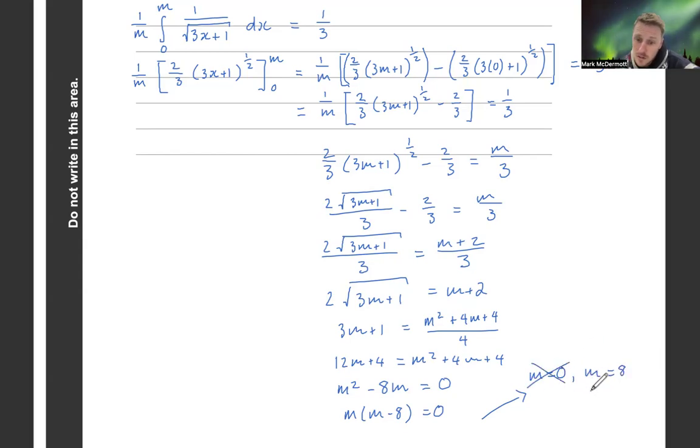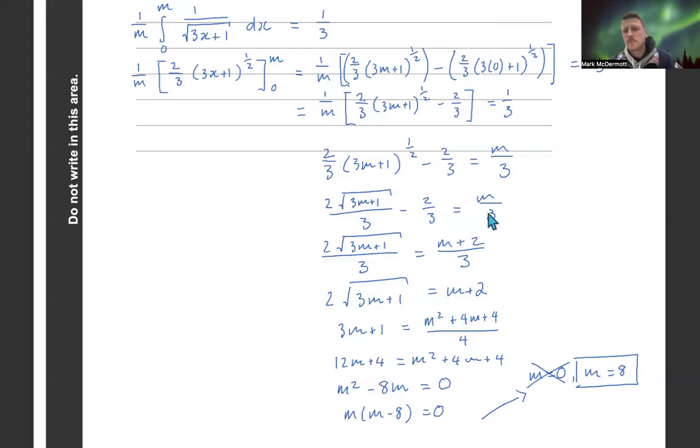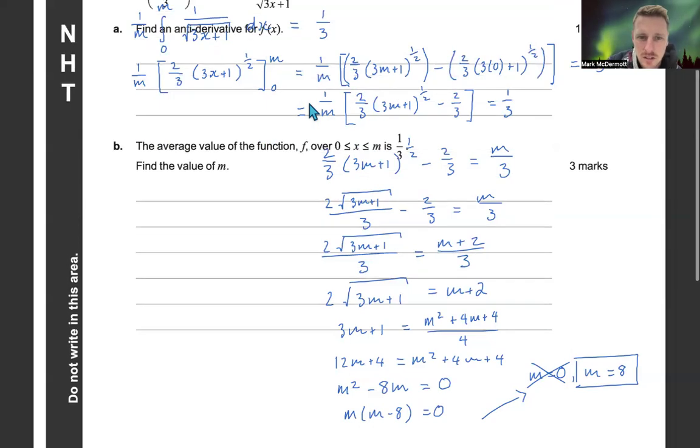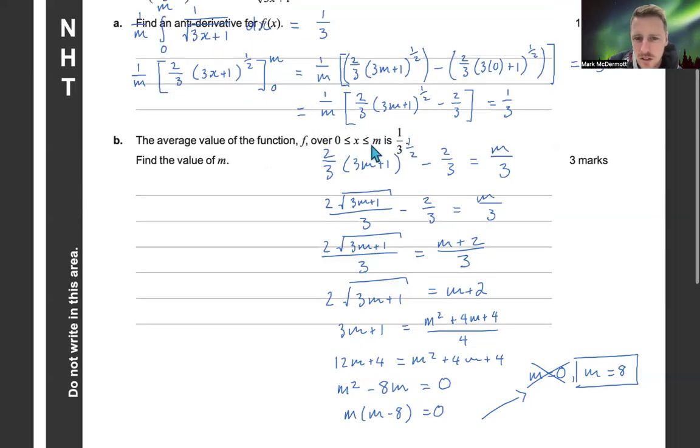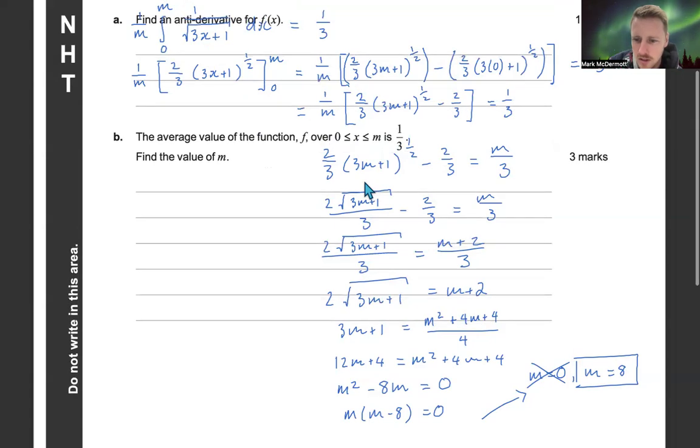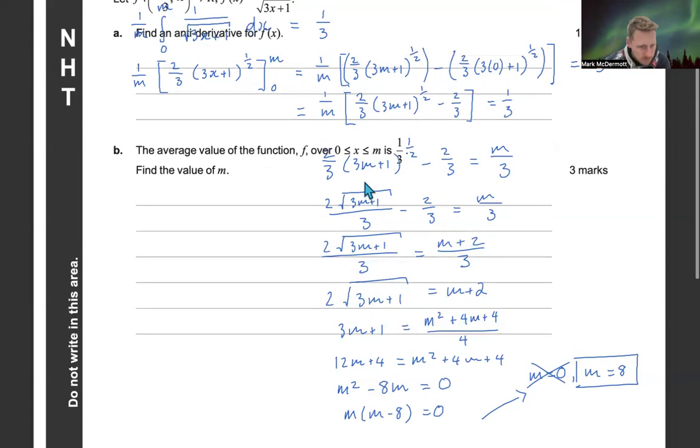And m does not equal 0. Why not? I don't think m equals 0 because if we go back up to the top, m is not 0 because it says in the question here, and I know all this stuff's in the way, but m is greater than or equal to x, and x is greater than or equal to 0. So I think we're safe to say that m cannot equal 0. Okay.